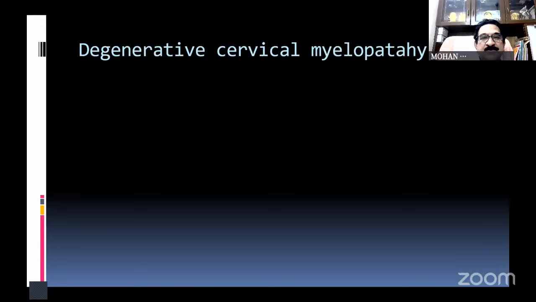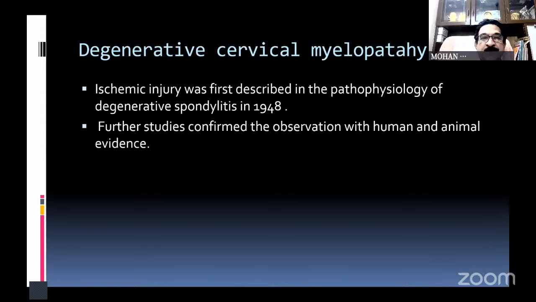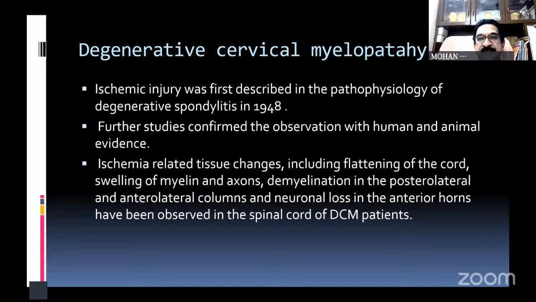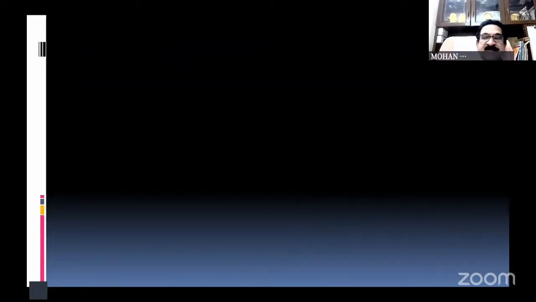Okay, so this is a few words about degenerative cervical myelopathy. Ischemic injury was first described in the pathophysiology of degenerative spondylosis. Observation of human and animal spinal cord shows ischemia-related tissue damage, including flattening of the cord, swelling of the myelin axons, demyelination of the posterolateral and anterolateral columns, and neuronal loss in cervical degenerative myelopathies. Chronic compression can obstruct branches of the anterior spinal artery with ensuing ischemic damage, shown in a series of cases. Okay, so that's regarding the case.